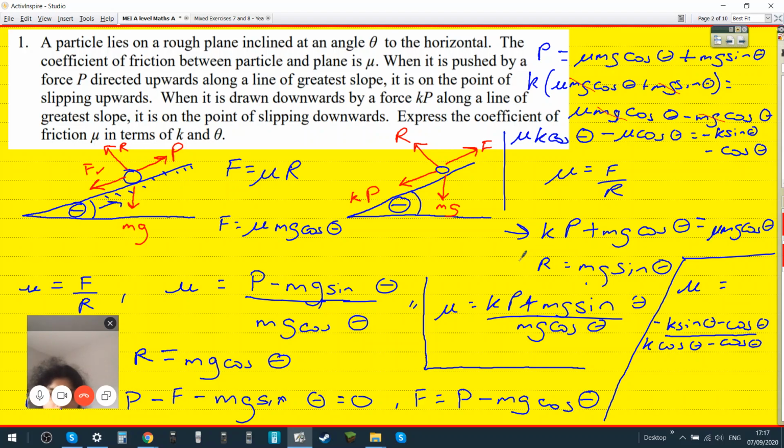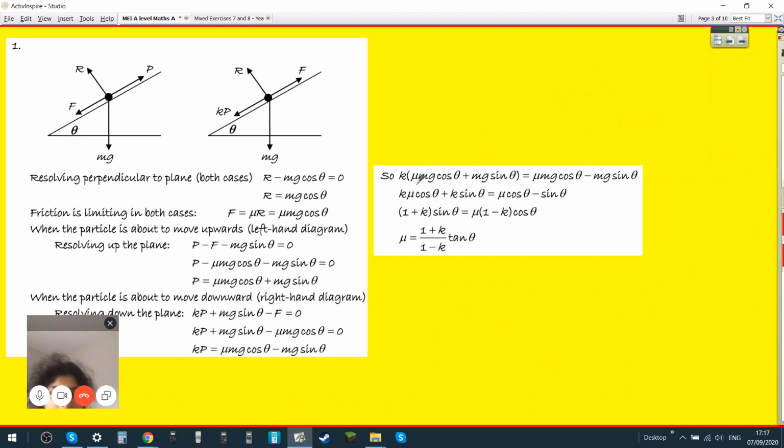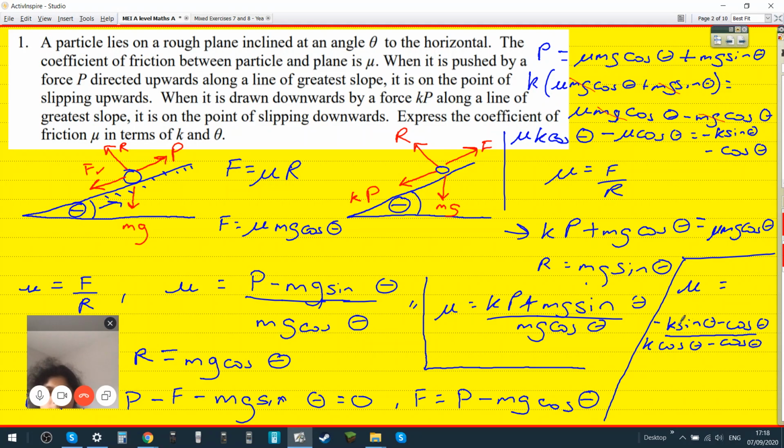Why did we make mu the subject? Because it says express the coefficient of friction mu in terms of k and theta. The instruction was confusing, but we did do it. Like they didn't do it in the first part, when it's going upwards, they did P, so it's a bit confusing. So they tidied it up a lot. Well, if you wrote 1 plus k over 1 minus k tan theta, I suppose you could do that. But this is mu in terms of k and theta. So yeah, I'm happy there.